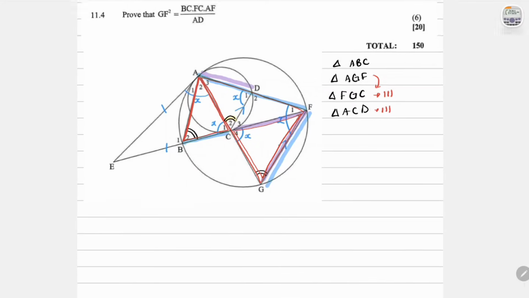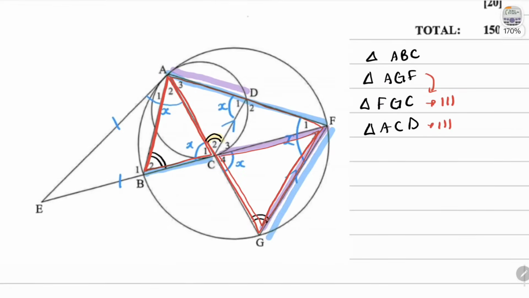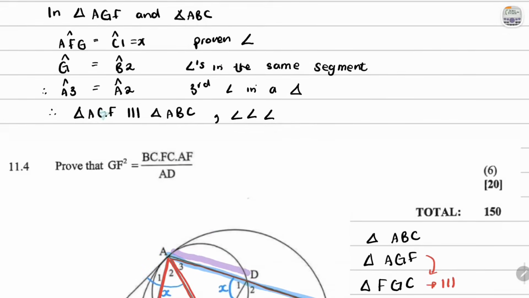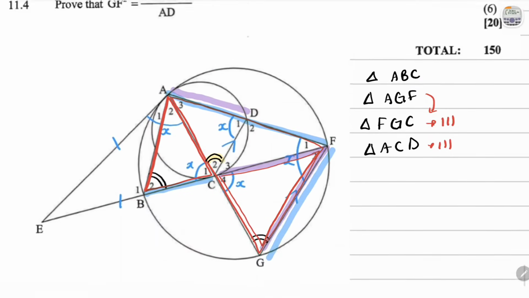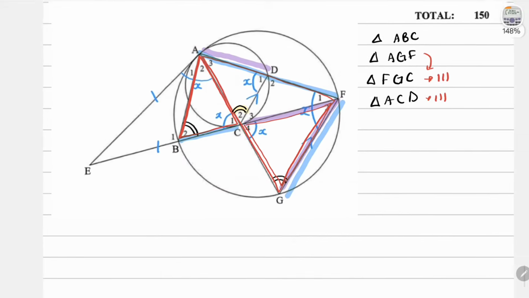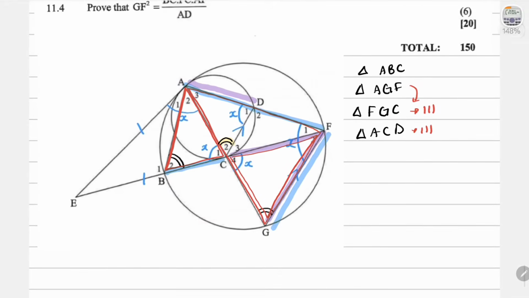The only ones that we know currently or that we've proven are similar are these two, because they already asked us to prove that AGF was similar to ABC. We have those two being similar. But we can also show them that everything else is also similar to ABC. If everything else is similar to ABC, then they're all similar.